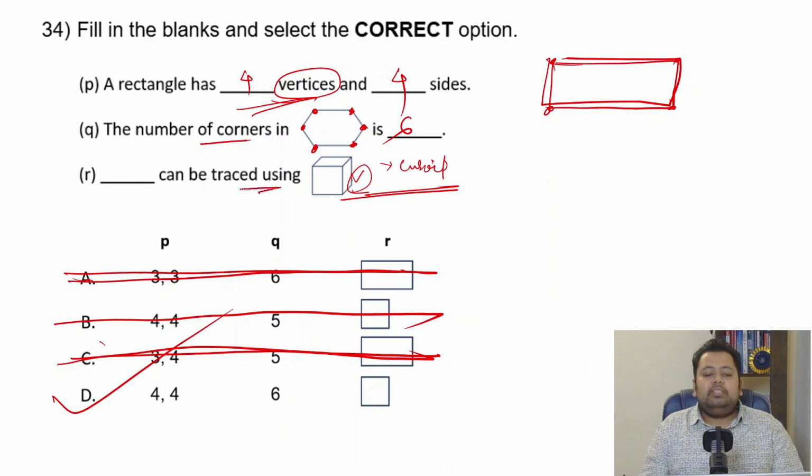Now, dash can be traced using this. So this is a cuboid. It is cube. So this will be a square, right? So these two options anyway showed square. So option number D is your correct answer. I hope you got this one correct. If you didn't, give yourself a star.